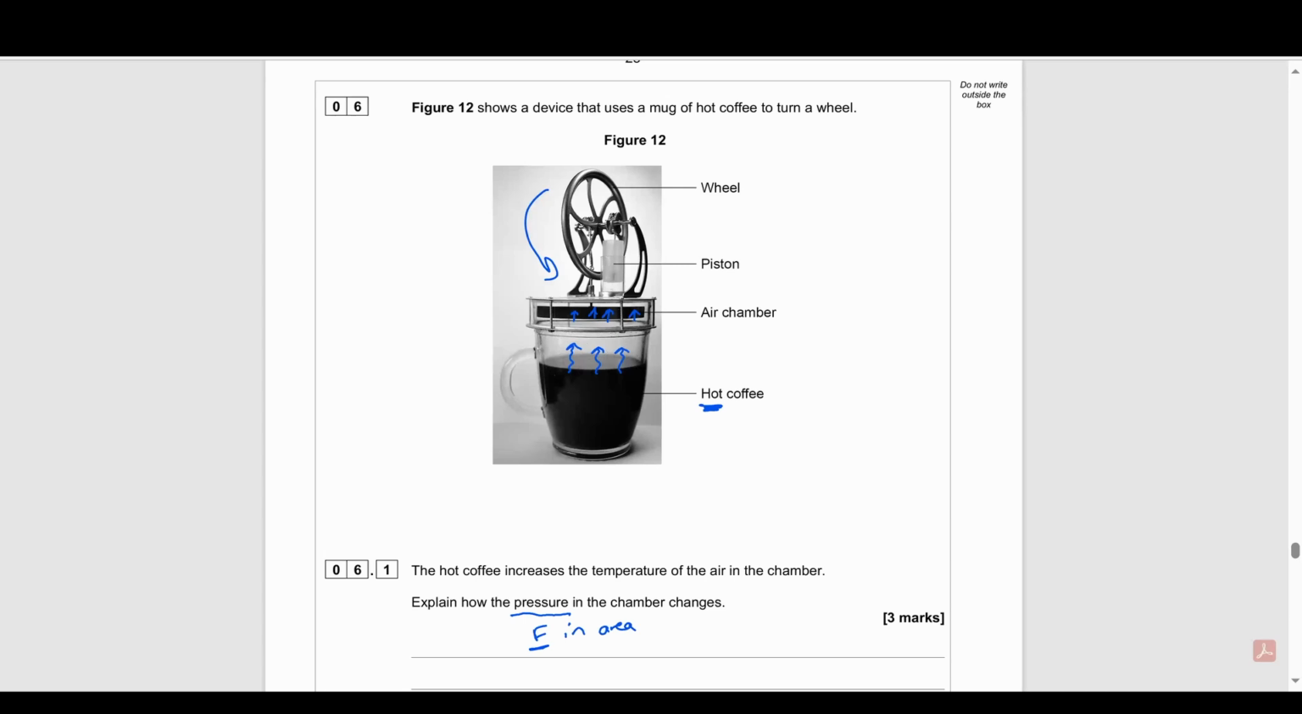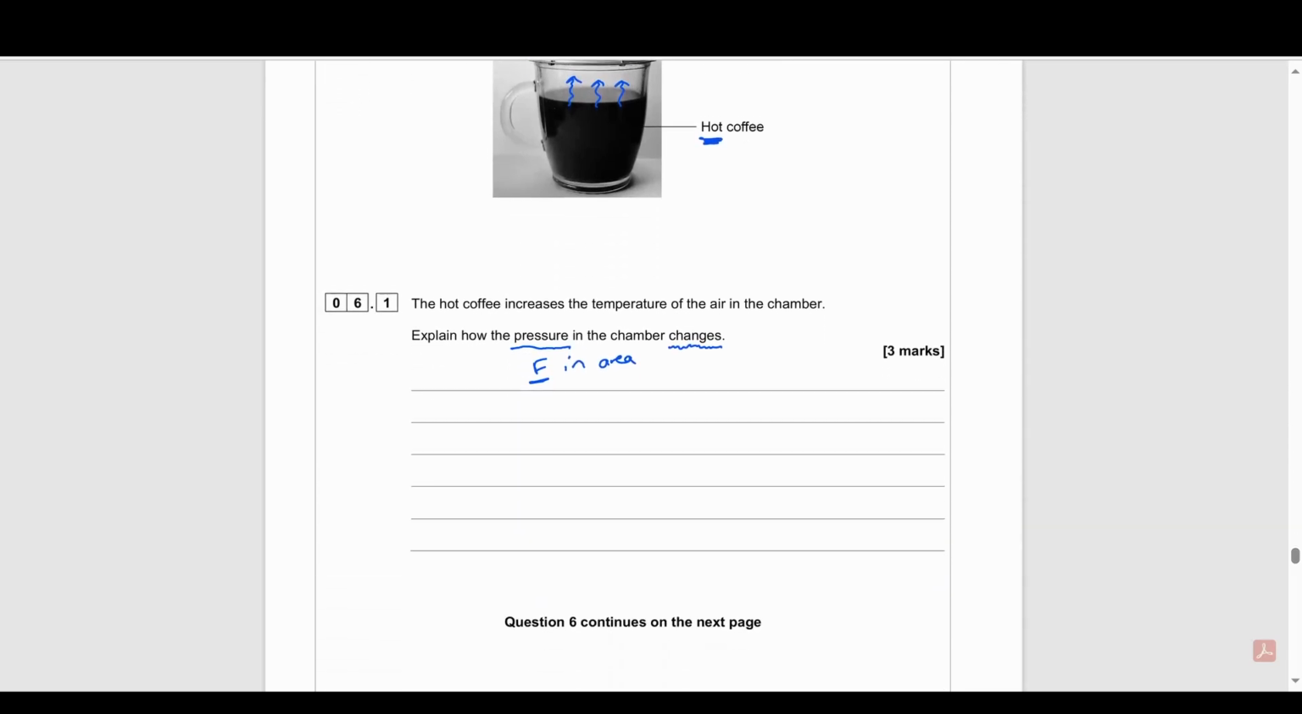So let's just focus, before we try and answer our question, on the question again: explain how the pressure in the chamber changes. Well, changes could be an increase or decrease. So what we want to do is state whether it's going to increase or decrease. The temperature is increasing. If there's an increase in temperature, there'll be an increase in pressure. So you can start by just stating that the pressure increases. And now we can get on to our explanation.